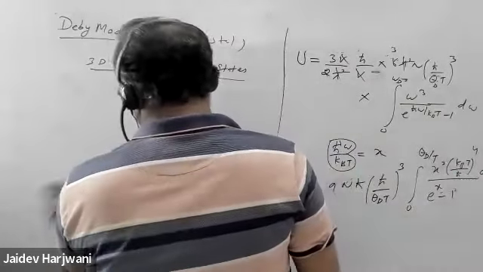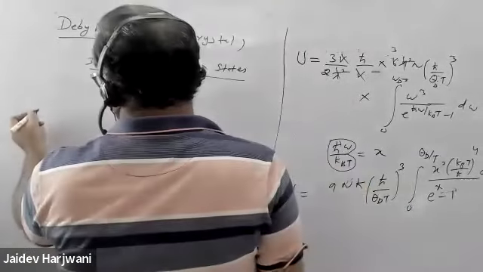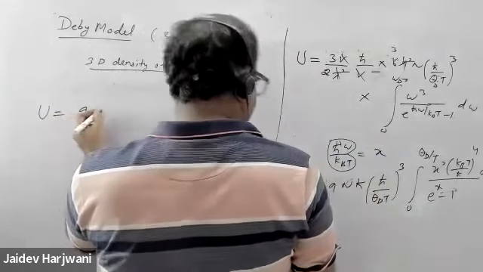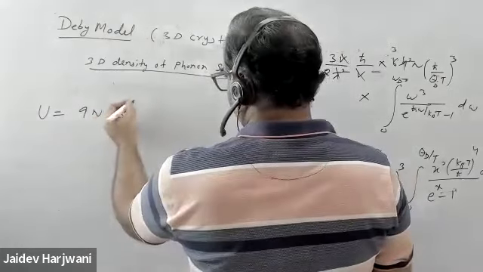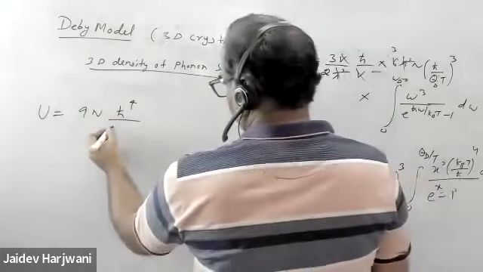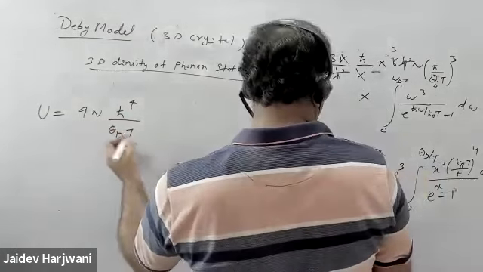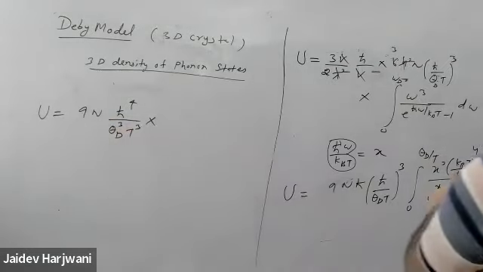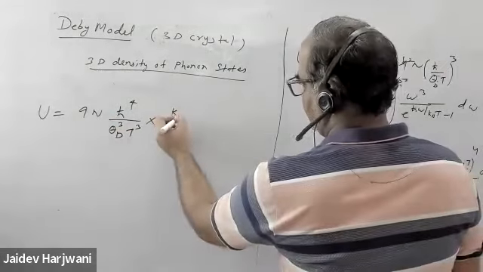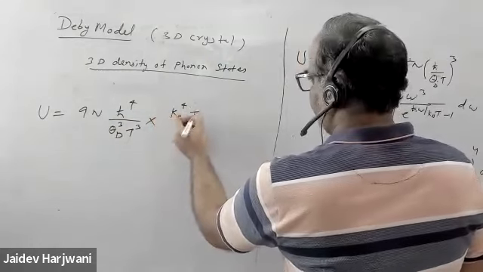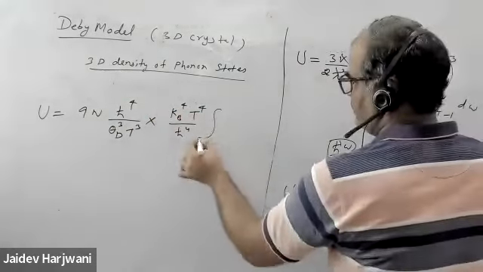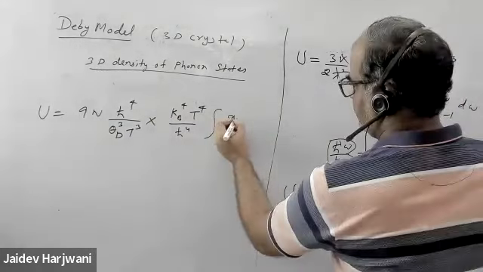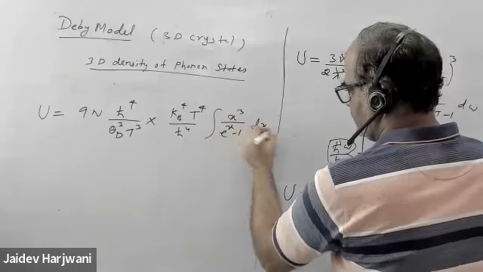Now if you solve further, the powers will cancel, and you will see a simplified expression come, so 9n. Now you see here we have power 4 and here power 4, so we have h cut 4, and here we have theta d upon t cube. And what is coming from this expression is kb 4 t 4 and h cut 4, and the remaining expression here has x cube upon e power x minus 1 dx.